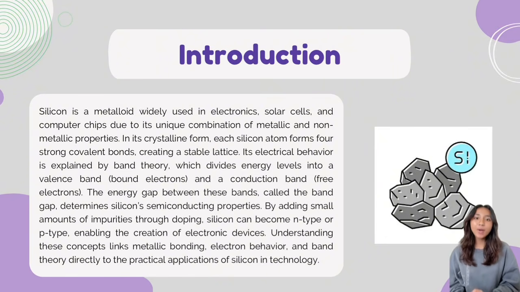However, to understand how it actually conducts electricity, we have to look at band theory. This theory tells us that electrons exist in 2 states, the valence band, where they are bound to atoms, and the conduction band, where they are free to move. The forbidden zone between these 2 levels is the band gap, and it is that specific gap that gives silicon its semiconducting nature. As we will see later, by adding tiny amounts of impurities through doping, we can manipulate this gap to create electronic switches that drive our digital age.